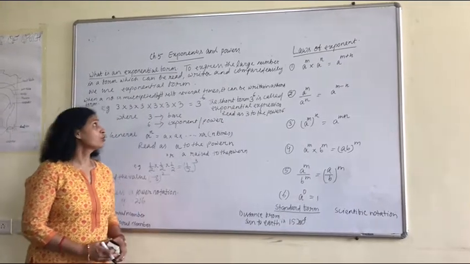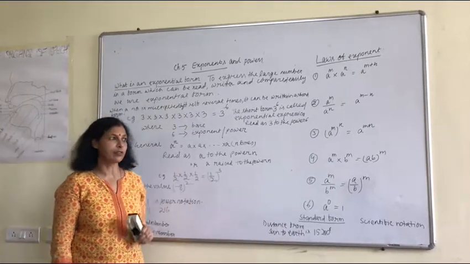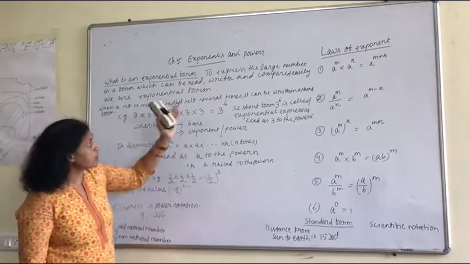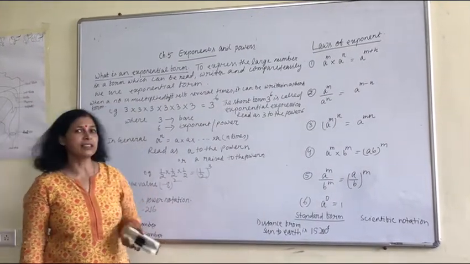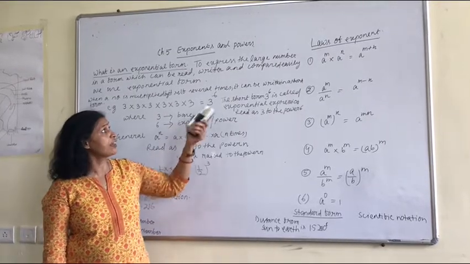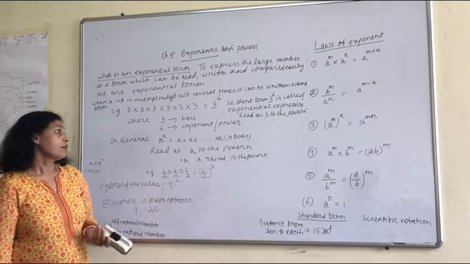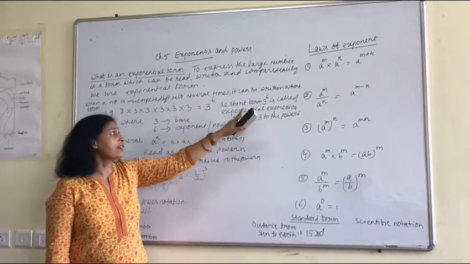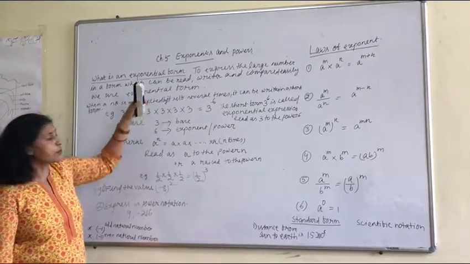Dear students, today I am going to teach you chapter 5, exponents and powers. What is an exponential form? To express a large number in a form which can be written and compared easily, we use exponential form. When a number is multiplied by itself several times, it can be written in exponential form.